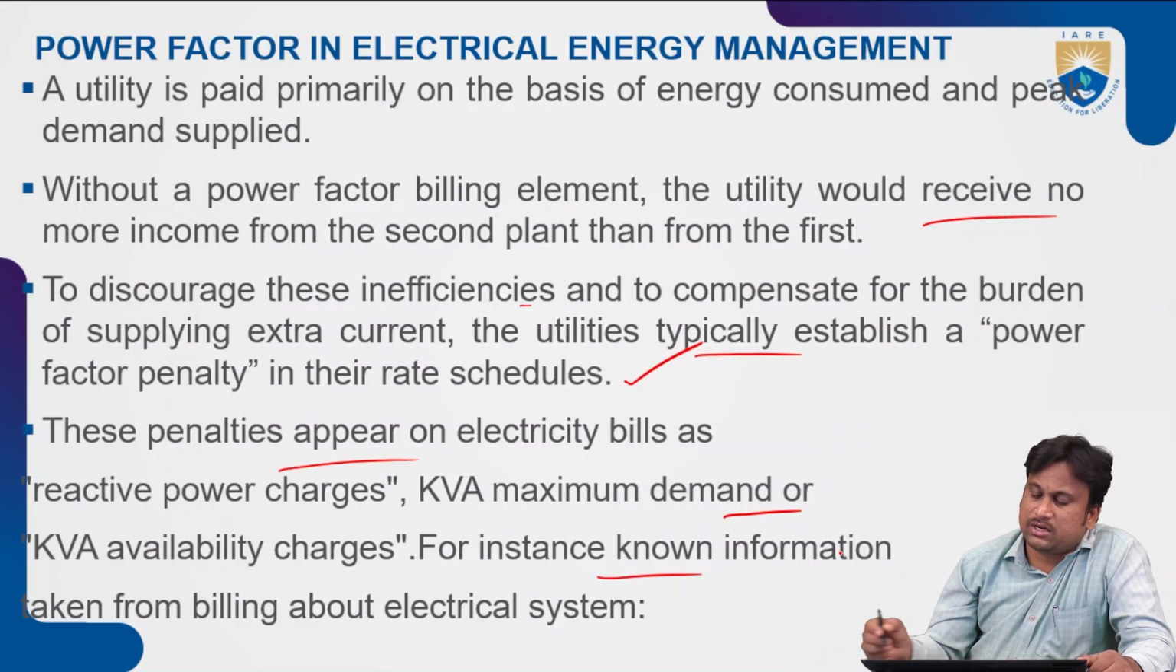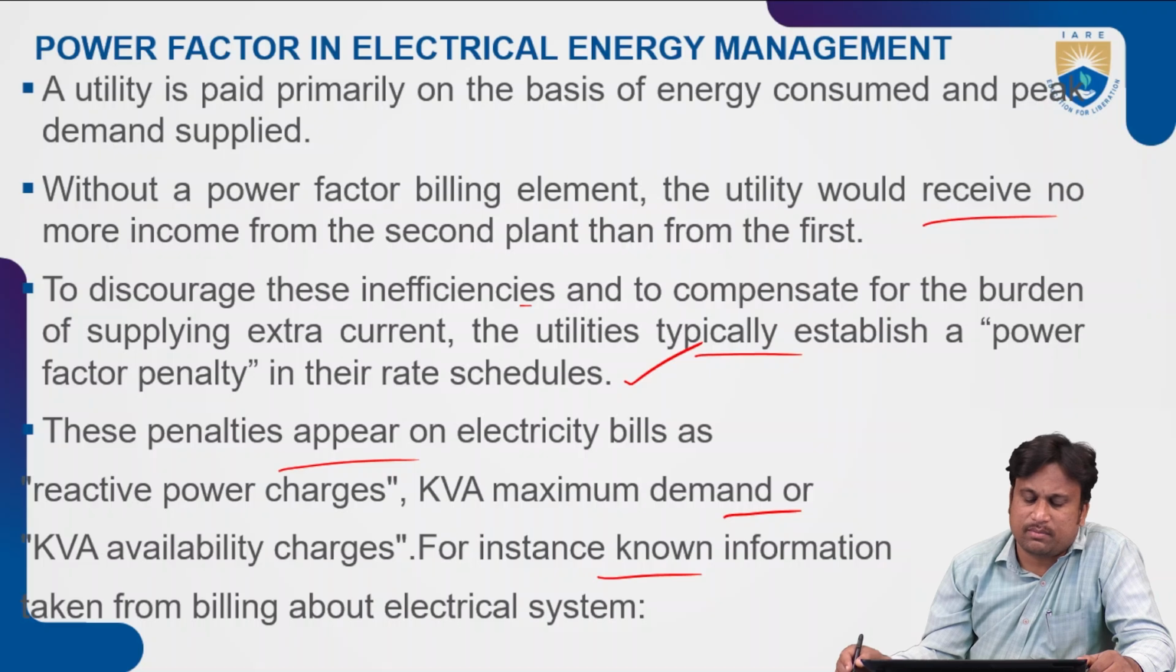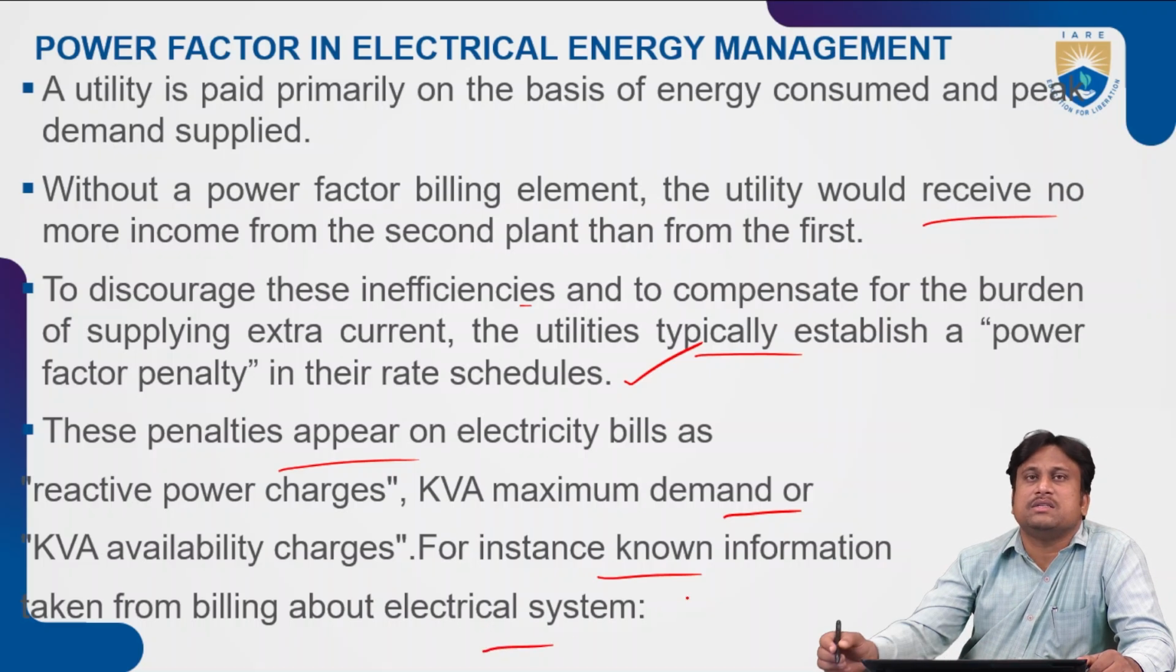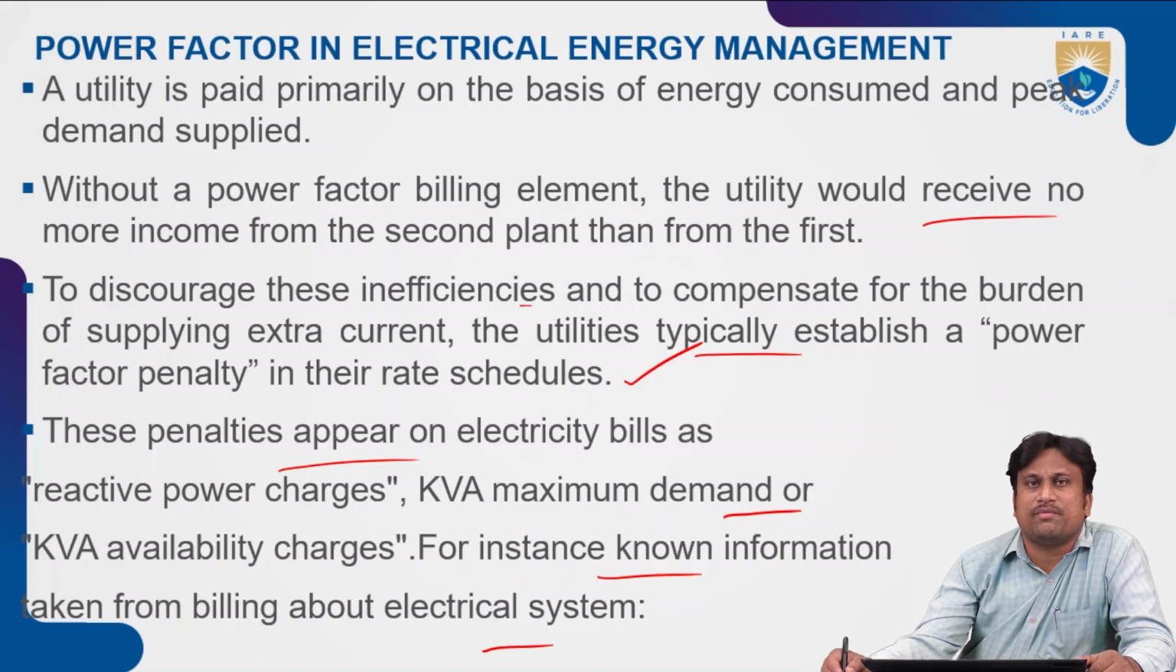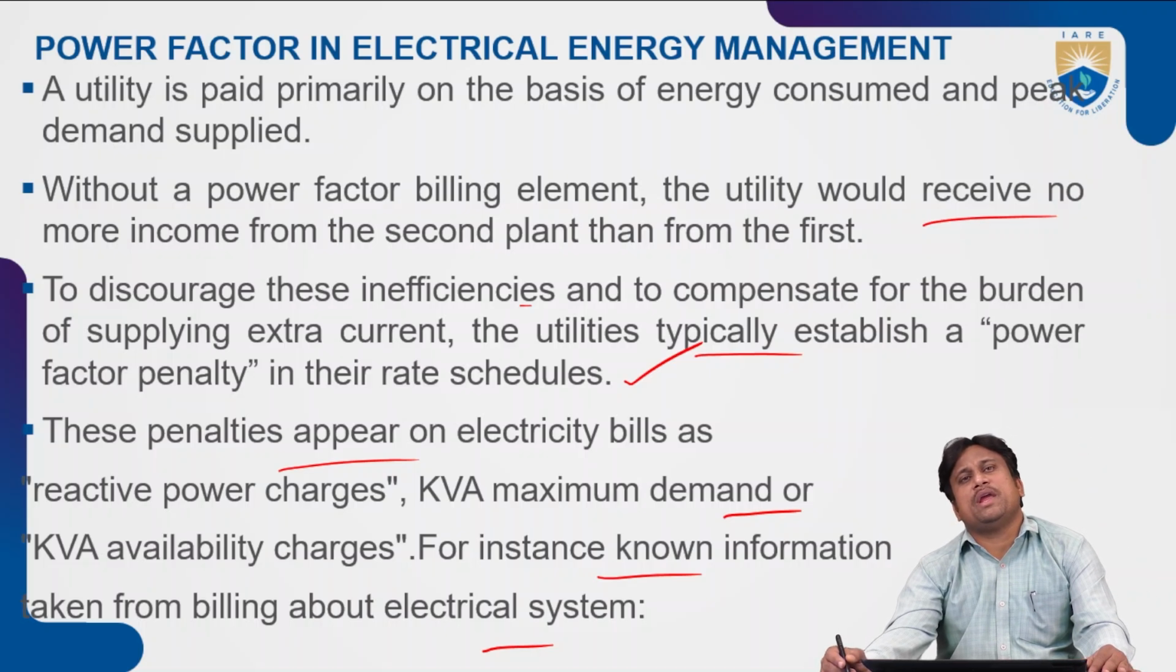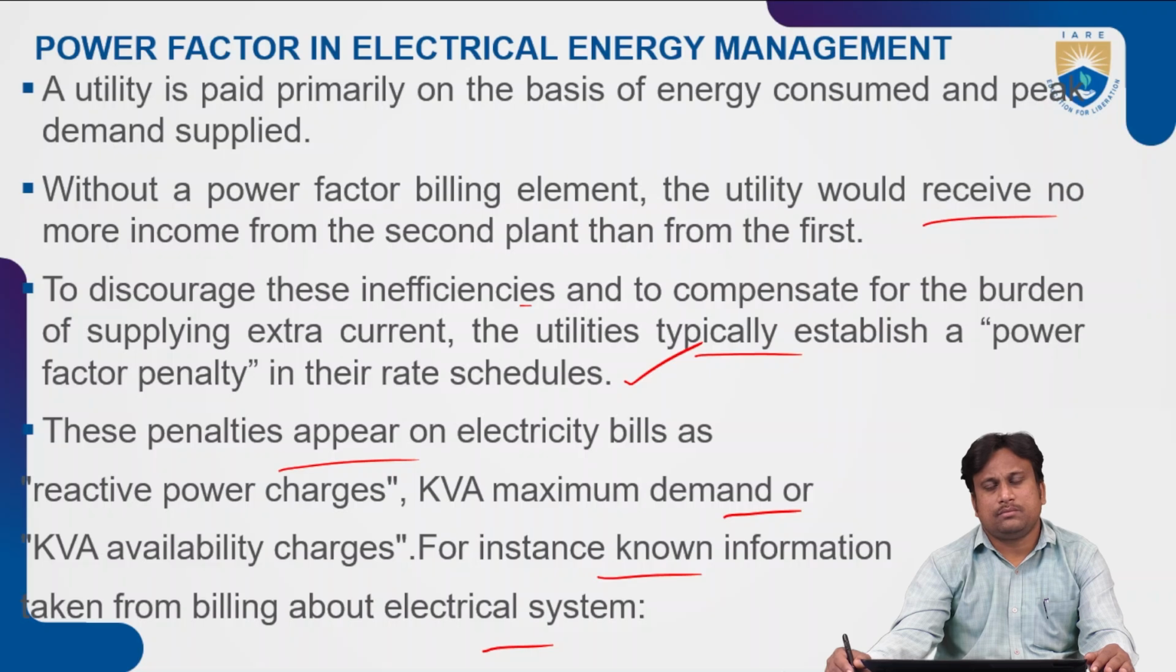For instance, it should be known that the information is taken from the billing about the electrical systems. As the electricity authority deduces the bills, according to how the power factor is operating, the reactive power charges are going to be considered. Once the utility is paid primarily based on energy consumption, then the total peak demand is supplied. All this process will happen without a power factor billing amount.